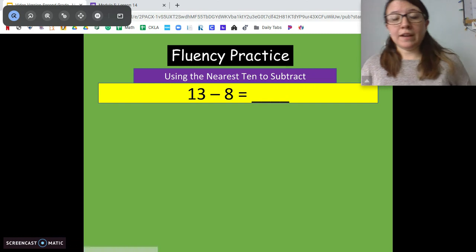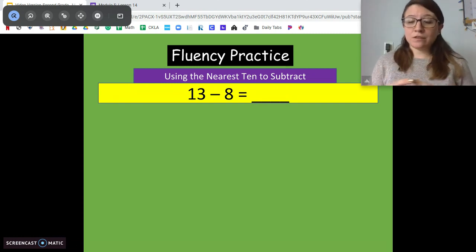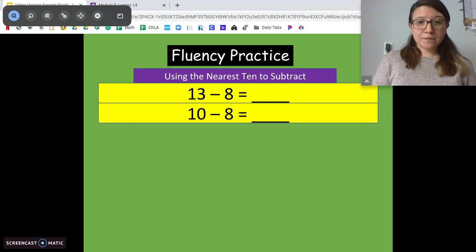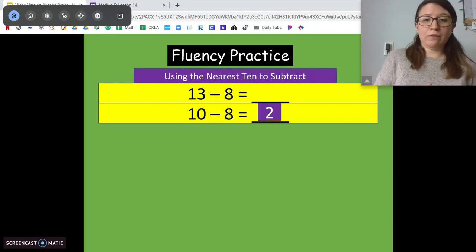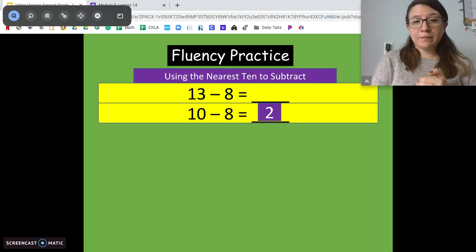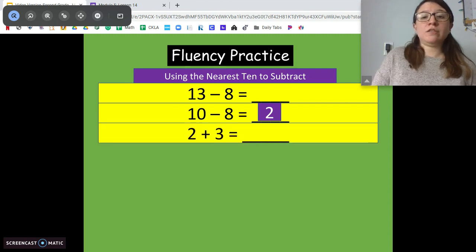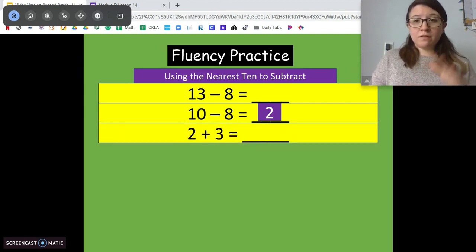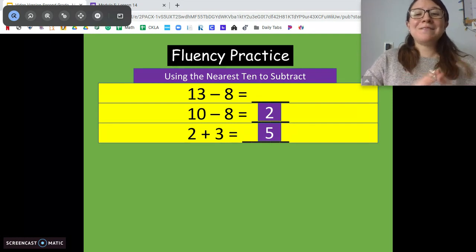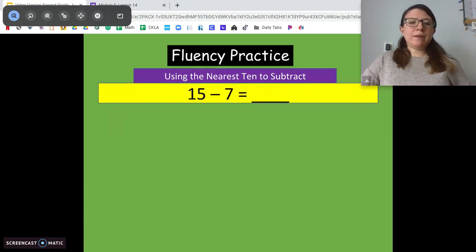This one's a little bit different. Now this is minus 8. So we're going to start off with, again, 10 minus 8. 10 minus 8 is? Beautiful. Now we're going to add in our extra ones. What's our next number sentence going to be? 2 plus 3. Good. 2 plus 3 is what? Awesome. Sorry, that was my puppy. 13 minus 8 is going to be 5. Beautiful. Let's do another one.